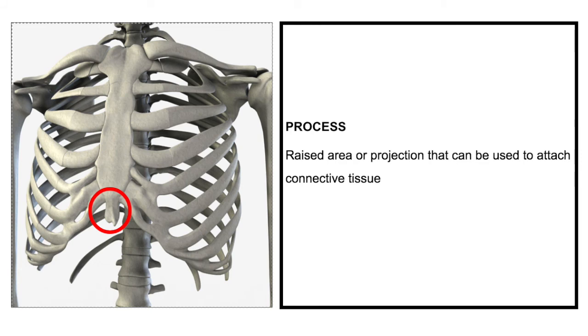Now this process here that is pointed is called the xiphoid process. It's just a raised area or projection that can be used for muscle attachment or connective tissue such as ligaments or tendons. If we look at the sternum, it's actually split up into sections. We've got the manubrium at the top, the body in the middle, and then at the bottom we've got the xiphoid process. So a process, raised area, used for muscle attachment.